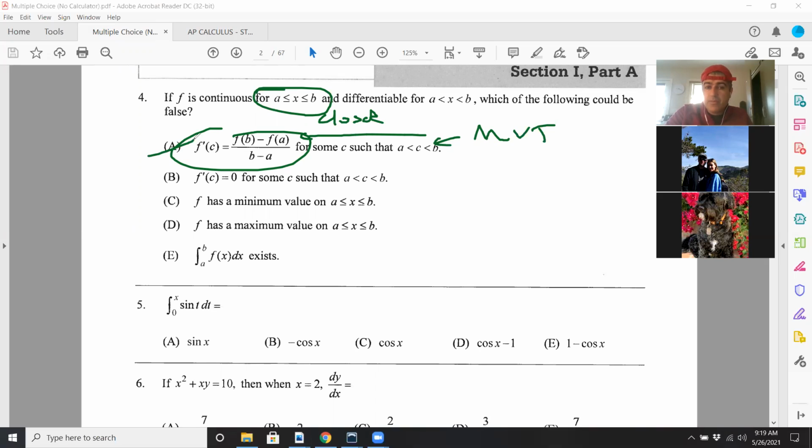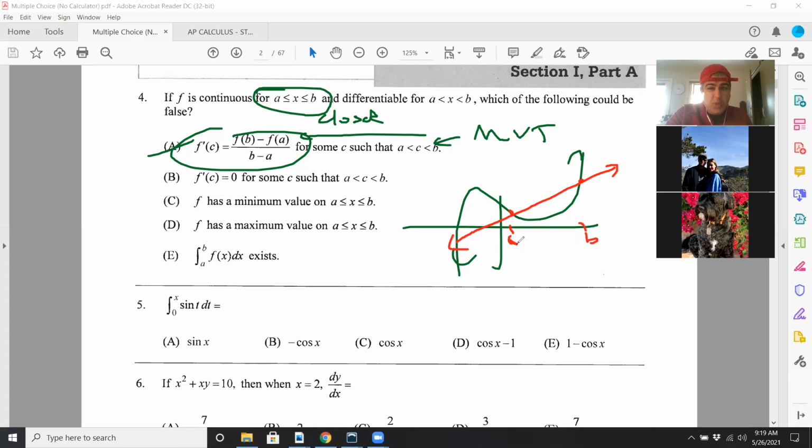A is true. The mean value theorem just tells us that if you have two points on a curve and you draw the secant line between them, as long as, say, this is A and B, as long as everything's continuous and differentiable between A and B, then there's going to be a tangent line with the same slope as the secant line. The secant line is red, the tangent line is blue, and the slope of the blue line, the tangent line, is actually F prime.